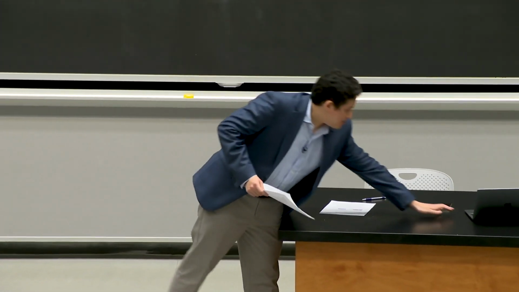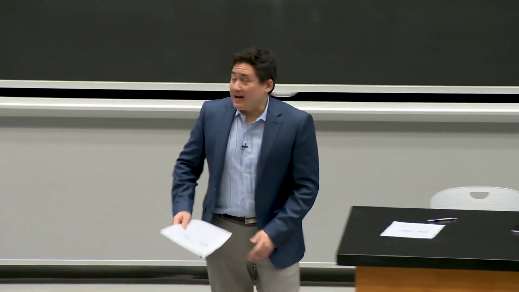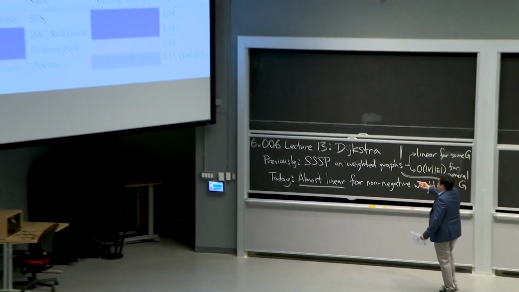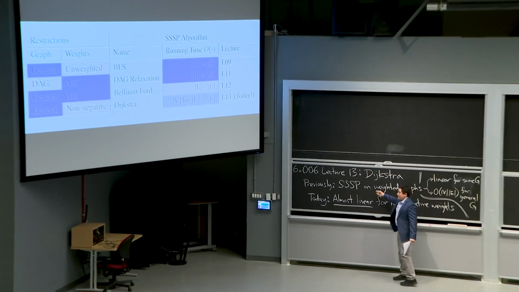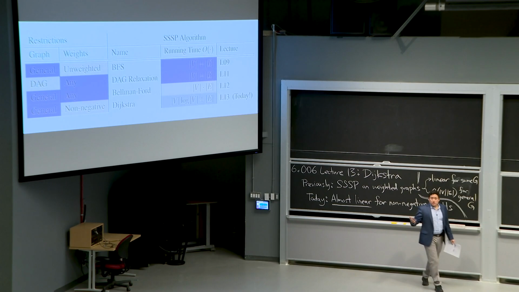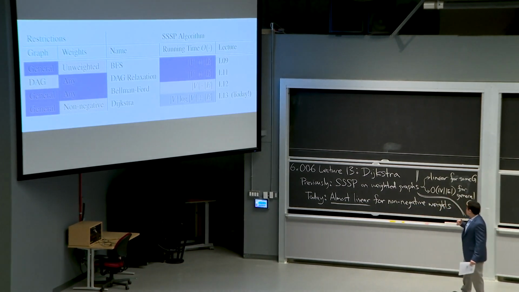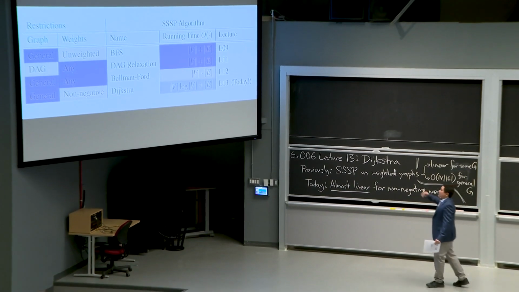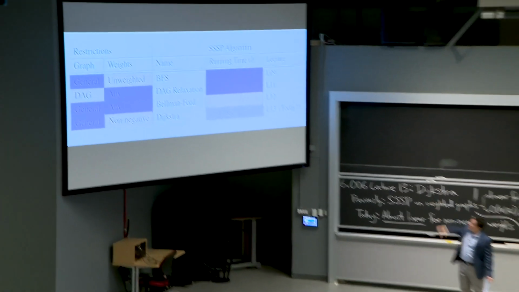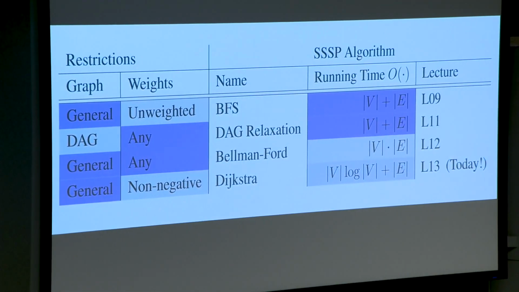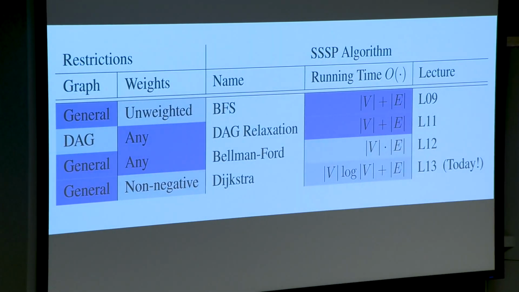Just to recap from last time, we've been talking about single source shortest paths on weighted graphs for the past 2 lectures. Previously, we were only talking about unweighted graphs. And so far, up until today, we've talked about 3 ways to solve single source shortest paths on weighted graphs.